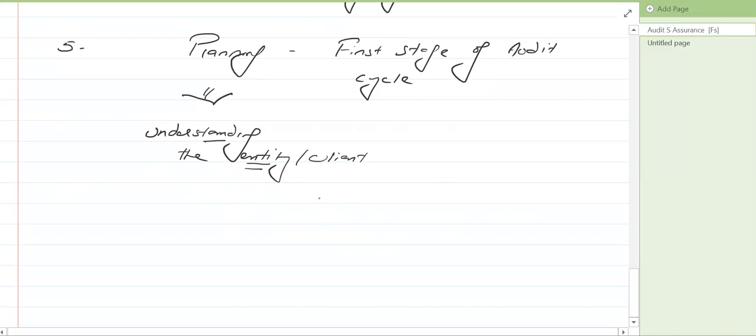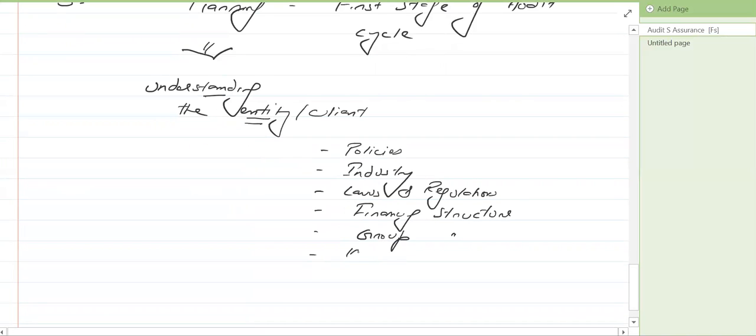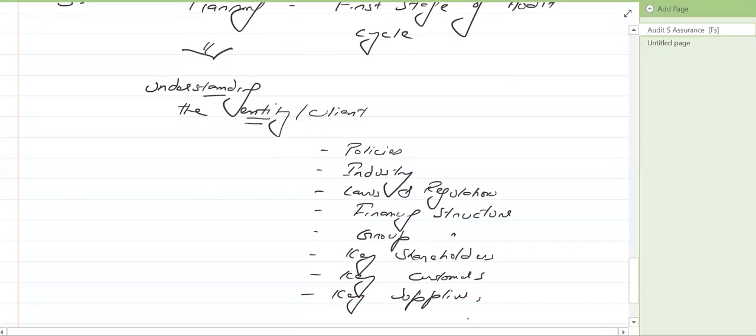So what we'll be understanding, we'll be looking at their policies, we'll be looking at their industry, we'll be looking at the laws and regulations related to that industry, their financing structure, their group structure. For example, if there are a group of companies, their key shareholders or the major shareholders, key customers because they will be key receivables, key suppliers because they will be key payables, etc. So we will be taking the detailed understanding of the client.